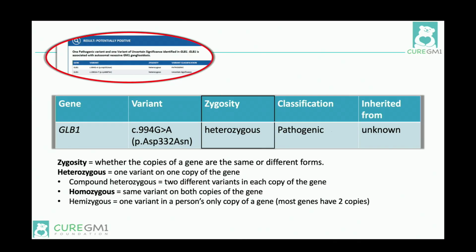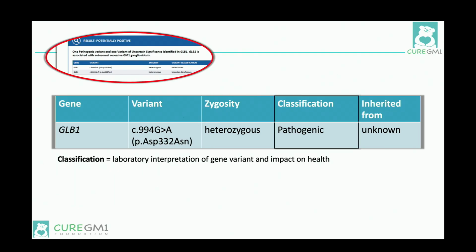Zygosity, this is an example of this means whether the copies of the gene are the same or exist in different variant forms. So we heard before the term compound heterozygous. It means that the two changes are not the exact same. Homozygous means the two changes are the same, and that can happen. Both are quite possible in GM1. We also see classification, pathogenic, and I mentioned before, variant of uncertain significance.